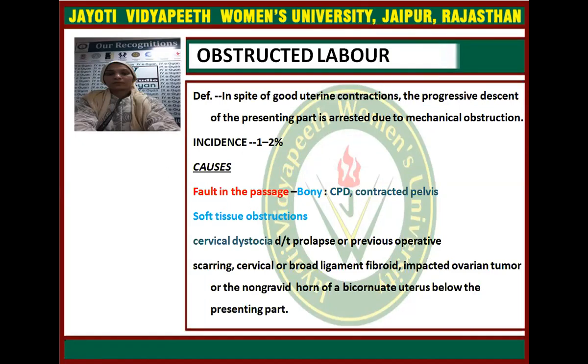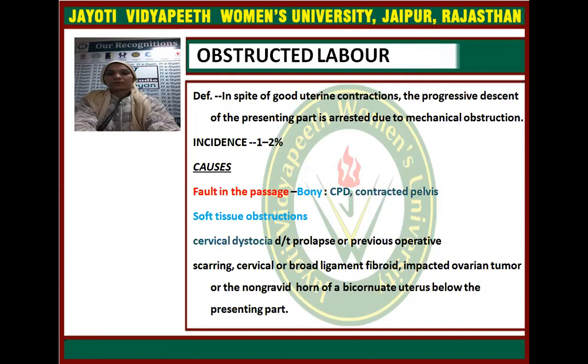So causes, we will see the causes. The first one is fault in passage. Fault in passage means fault in the pelvic cavity, pelvis. So bony. The first one is bony, cephalopelvic disproportion, contracted pelvis. These are the common causes. Secondly, contracted pelvis may be present in multiparous females. Again, soft tissue obstructions might be present, like broad ligament fibroid may be there impacted, ovarian tumor might be there, prolapse, or any previous surgery or previous operative scar may be present. Cervical fibroid may be present. So this may lead to obstruction in the passage.